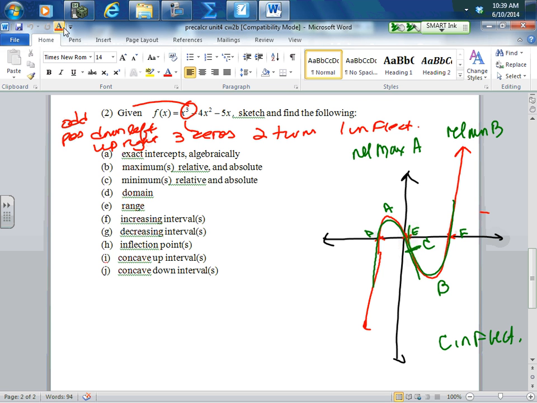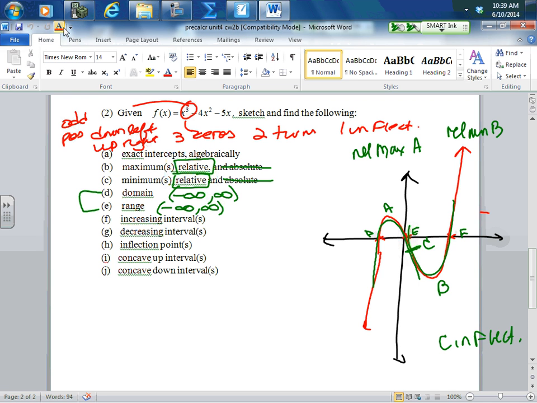Okay? Now, first step through. Let's take a look at domain and range. Are there any exceptions in this function at all, any x that I cannot use? No. So my domain is all real numbers. Any exceptions in my range? No. All real numbers. Okay? Maximums and minimums, we know we have relative ones. No absolutes.